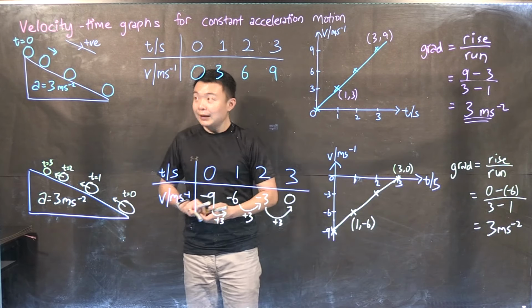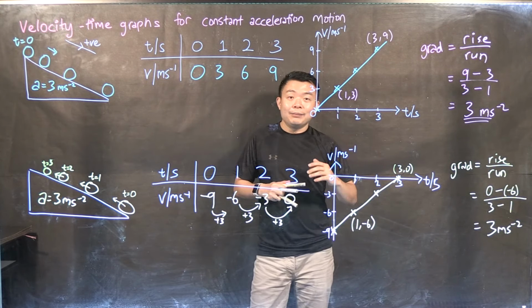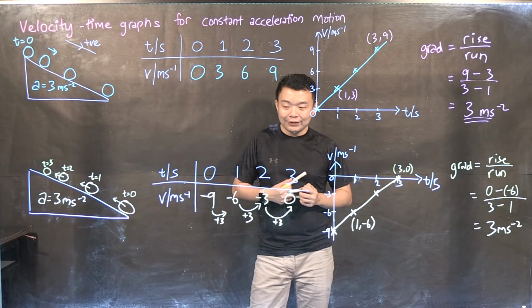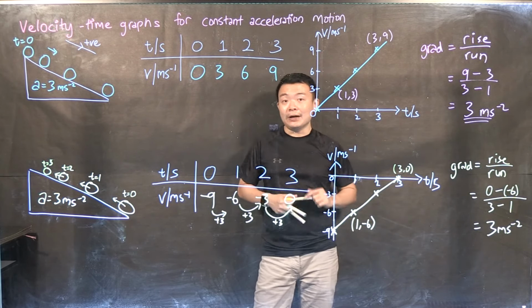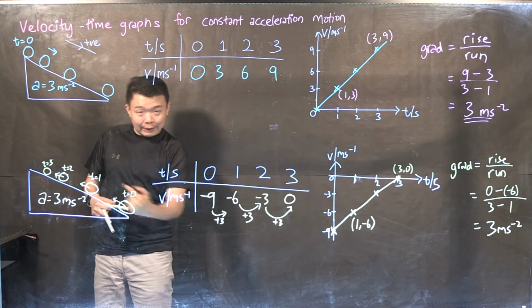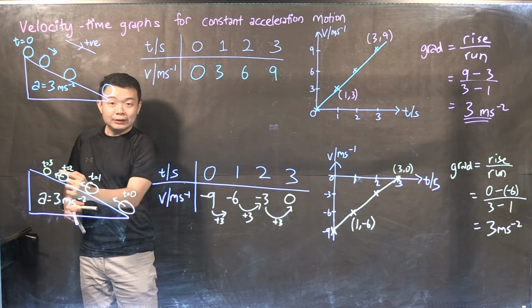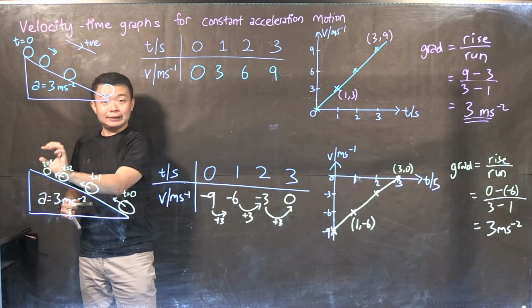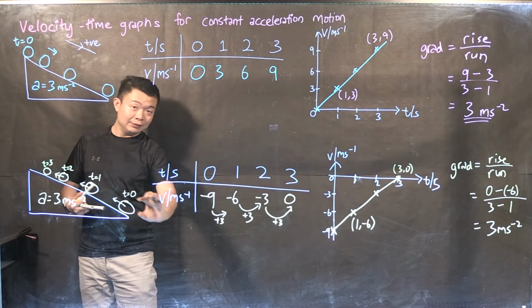So before I end off the video, I want you to think about how you would draw a VT graph for this scenario. For the scenario of an object being shot up a slope, it started from here, it's being shot up the slope, it slows down, it stops at the peak, and then it starts to come back down to the bottom.